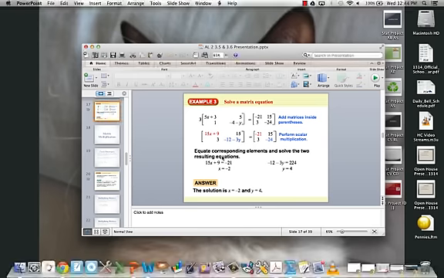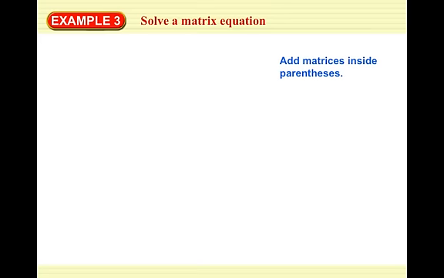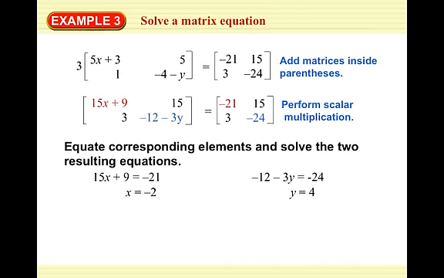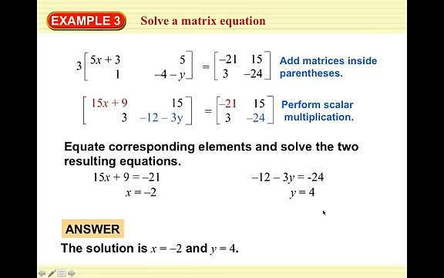Oops, there's a little typo there. I'm going to fix it real quick. That should be a negative there. Okay, and so let's see. If I subtract 9 from both sides, I get 15x equals negative 30. Divide by 15, I get x equals negative 2. Here I add 12 to both sides, I get negative 3y equals negative 12. Divide by negative 3, I get positive 4. And so the solution is x equals negative 2 and y equals 4.